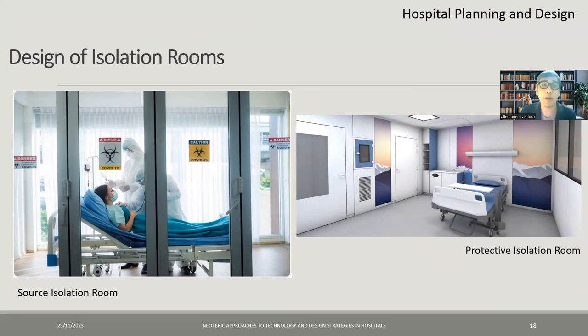Another is protective isolation. It aims to protect the immunocompromised patient who is at high risk of acquiring microorganisms from either the environment or from other patients, staff, or visitors. This is commonly seen in the intensive care unit, where people are being protected from the outside environment.